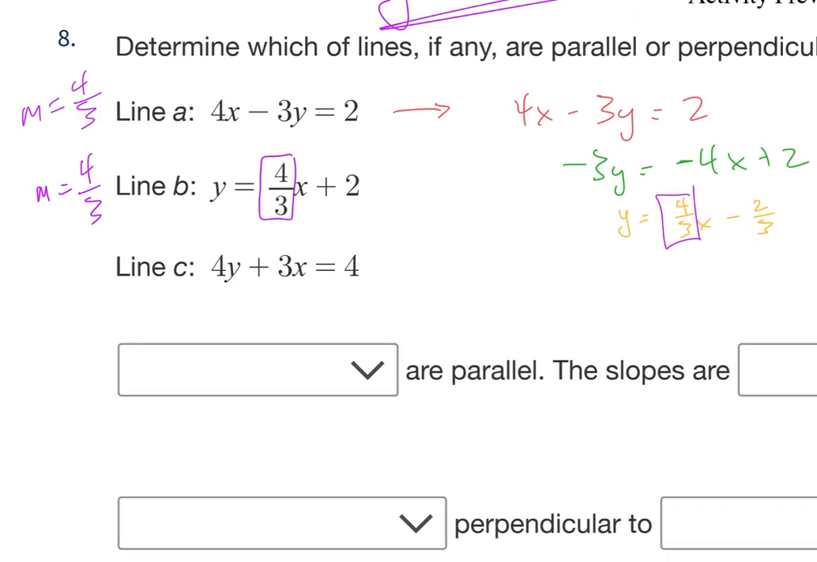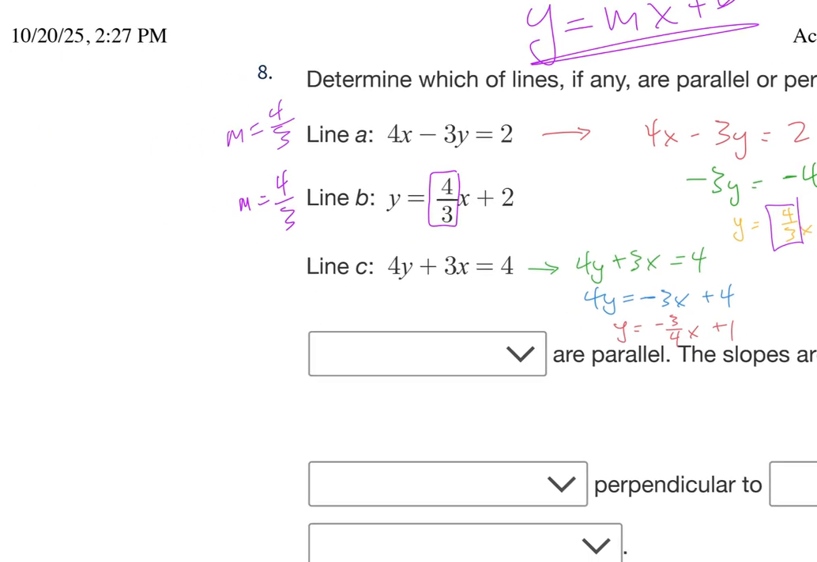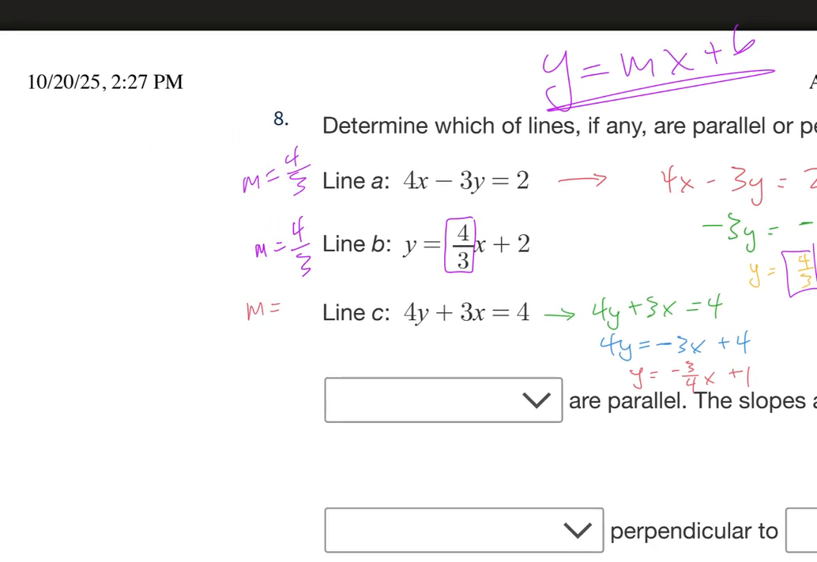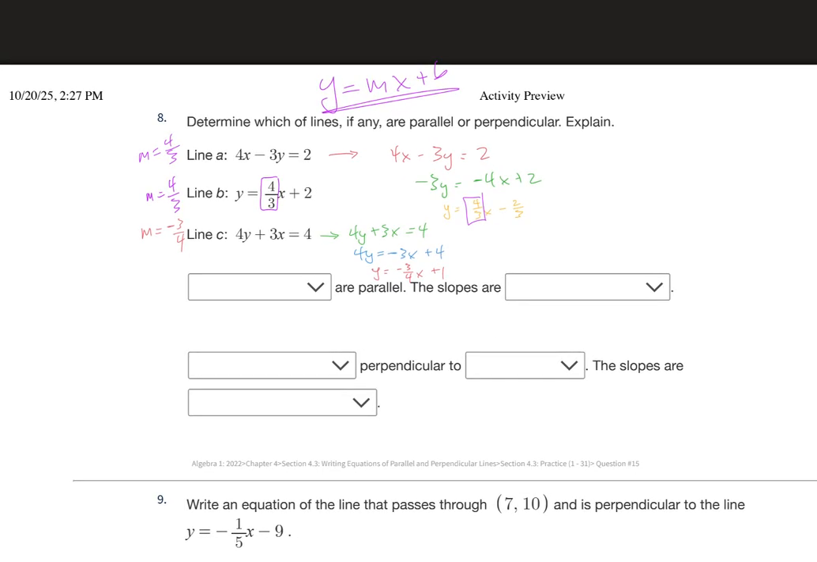Last but not least is this one. Drop my pen. 4y plus 3x equals 4. 4y equals -3x plus 4. Divide by 4 to get negative 3/4 x plus 1. The slope of this is negative 3/4. So check it out. Parallel to each other, perpendicular to each other. How do I know that? These are the same, these are opposite. And really, so this would also be perpendicular to that one, right?